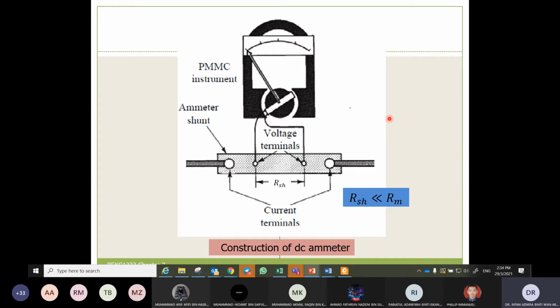Because I is opposite to R, right? I is equal to V over R, so I is inversely proportional to R. So when Im is small, Rm is large.